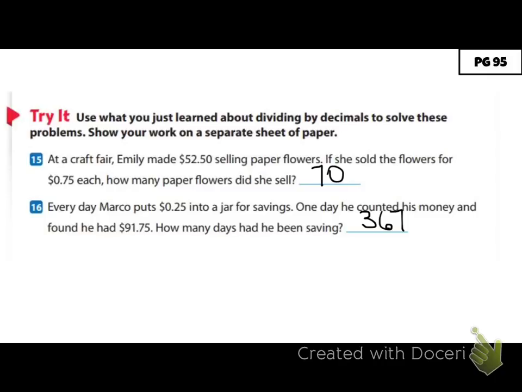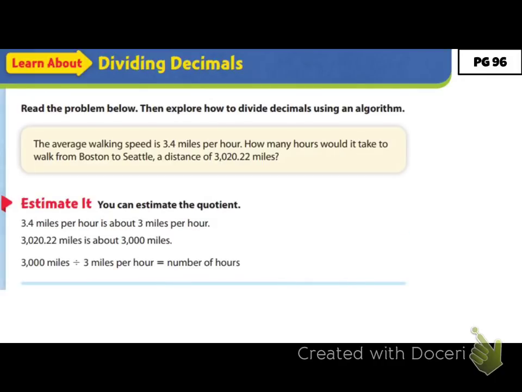Now we're going to go to the top of page 96. Dividing decimals. Okay, the average walking speed is 3 4/10 miles per hour. How many hours would it take to walk from Boston to Seattle? A distance of 3,020 and 22 hundredths. Estimate it. You can estimate the quotient. So 3 4/10 is close to 3 miles per hour, and 3,020 and 22 hundredths is about 3,000 miles. So 3,000 divided by 3 would be your total number of hours.